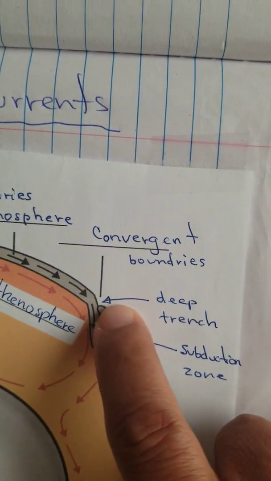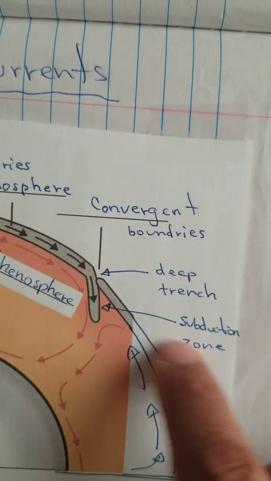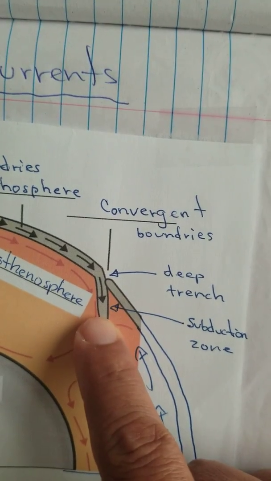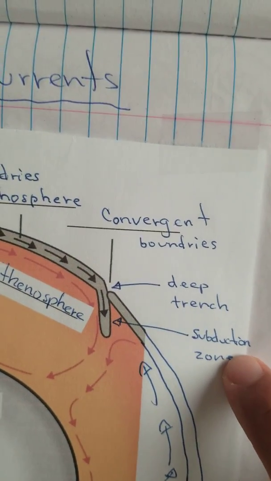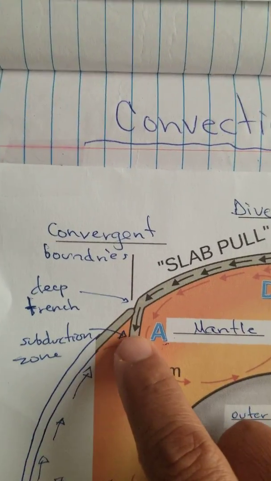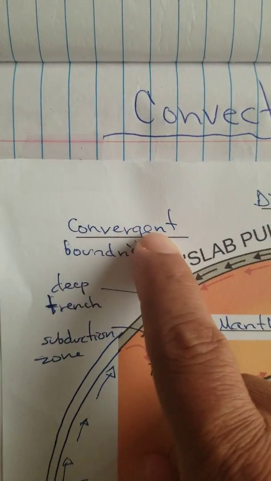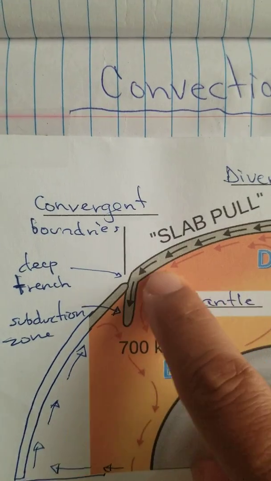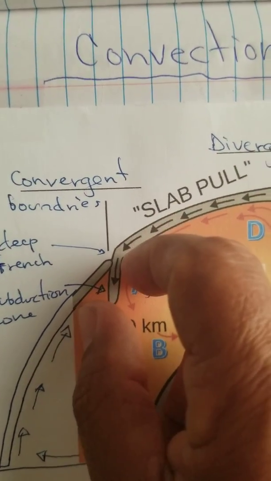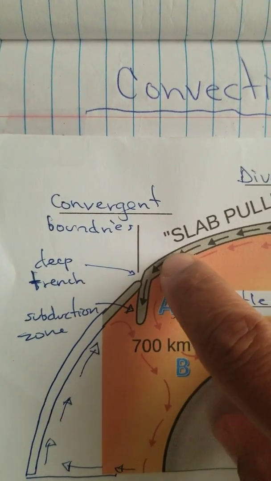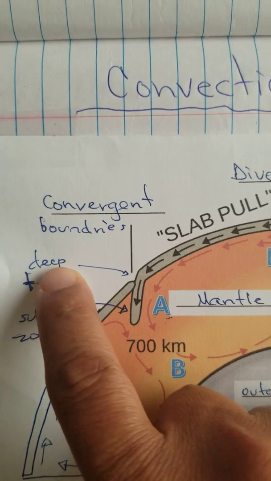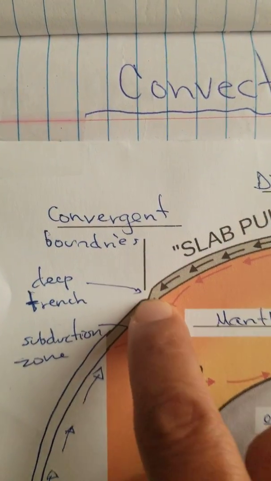But this is a deep trench, and this area where one of the sections of the plate is sinking, we call that the subduction zone. All right? So looking at this section, it will be the same thing. We have a convergent boundary here because we can see the two plates colliding as they move closer to each other. One of them, the one that is denser, is going to sink, and as it sinks, it's going to form this deep trench right there.